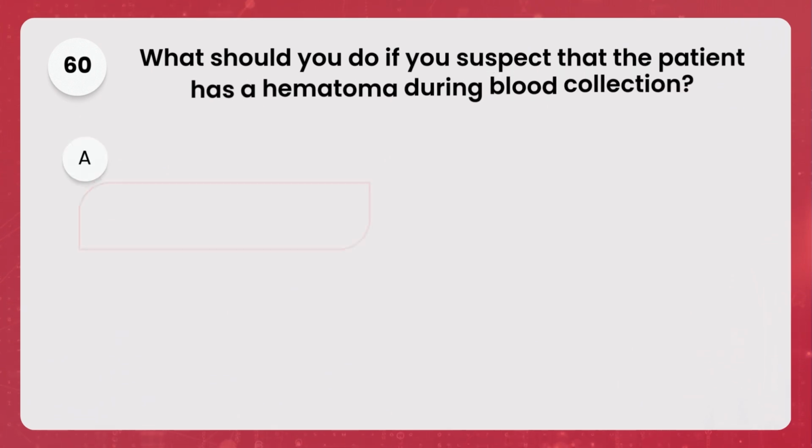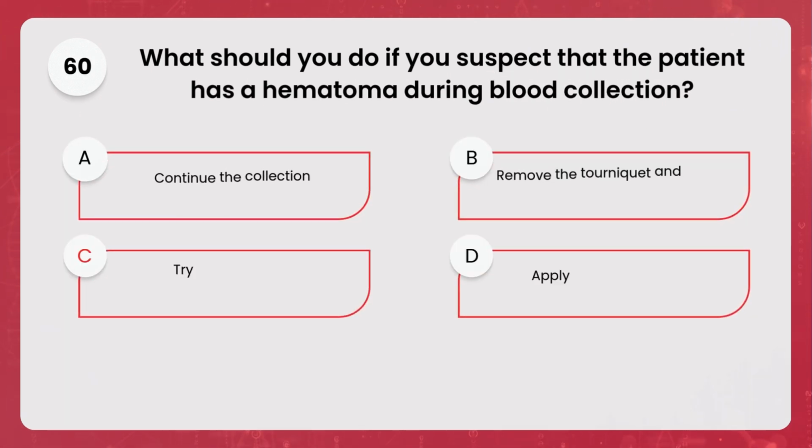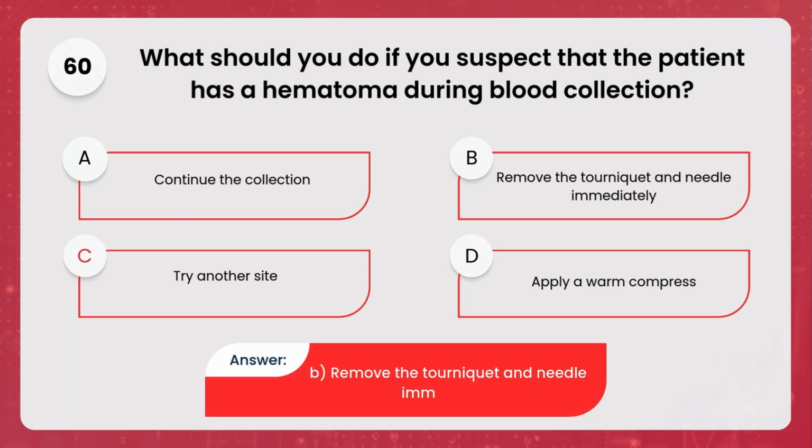What should you do if you suspect that the patient has a hematoma during blood collection? A. Continue the collection. B. Remove the tourniquet and needle immediately. C. Try another site. Or D. Apply a warm compress. The answer is B. Remove the tourniquet and needle immediately.